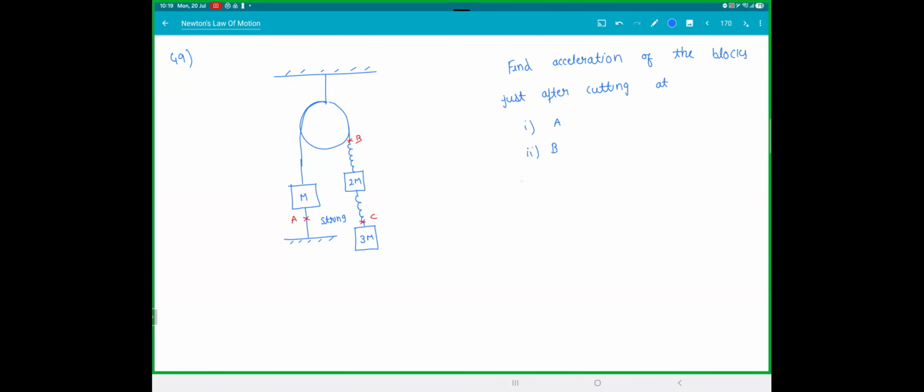And be careful, A is a string, not a spring. Strings behave differently from springs. So there, give it a try. Anyone not clear with the question, please ask me.